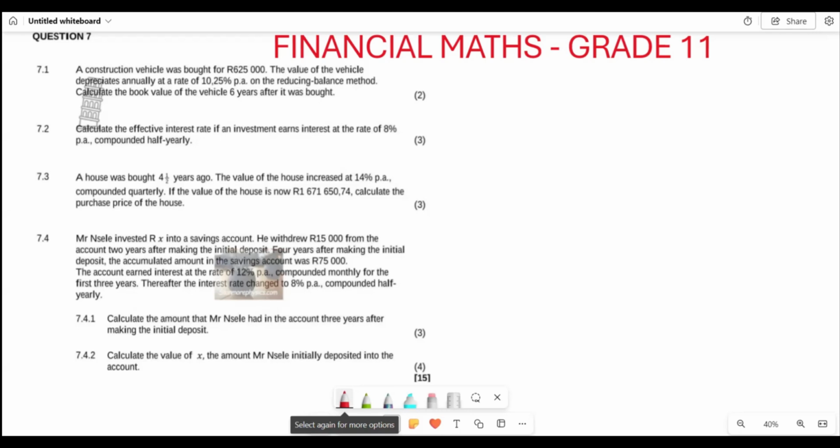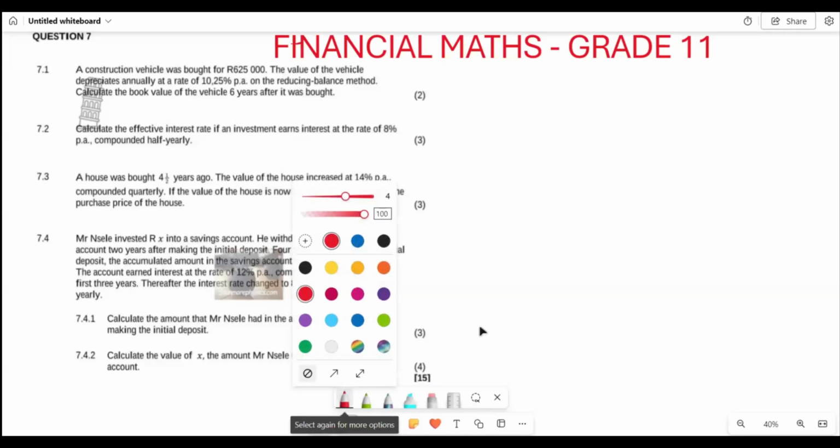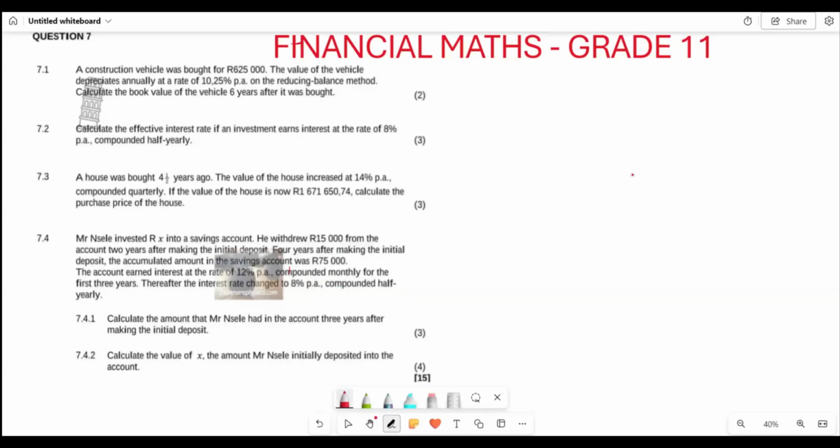It's Mr. Lajoy here. Look, we are still looking at our financial mathematics, and we are looking at a past paper which was written, I think this was November 2023, right? So now we are still looking at financial maths to see what we can do in these types of questions whenever we are given them.